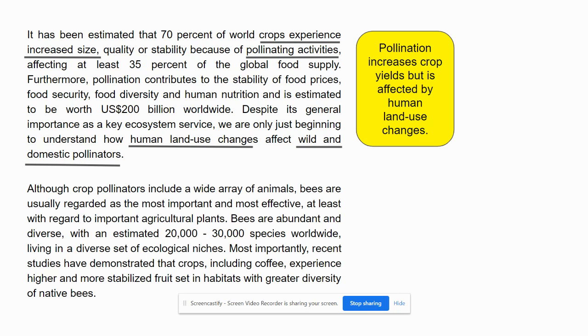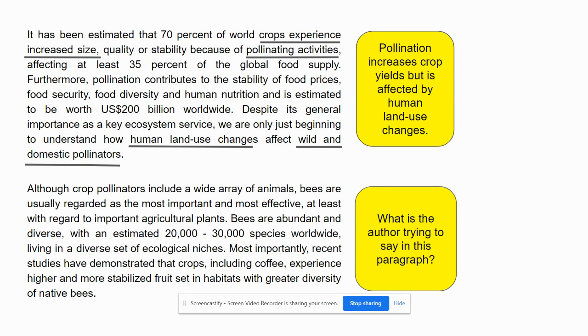Let's move on to paragraph 2. Although crop pollinators include a wide variety of animals, bees are usually regarded as the most important and most effective, at least with regard to important agricultural plants. Bees are abundant and diverse, with an estimated 20 to 30,000 species worldwide, living in a diverse set of ecological niches. Most importantly, recent studies have demonstrated that crops, including coffee, experienced higher and more stabilized fruit set in habitats with greater diversity of native bees.